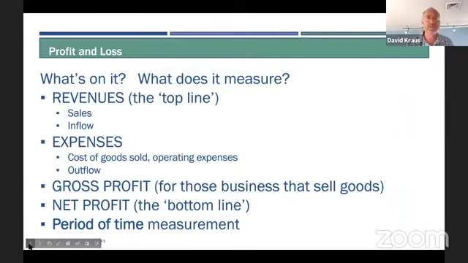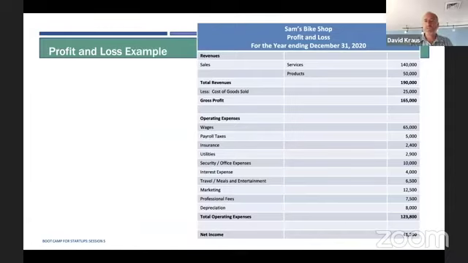Okay, now we can go look at the example. And the example business that I have here is Sam's Bike Shop. And this is the profit and loss. This is typically how a P&L would look. It would list your company, your profit and loss at the top, and then the period of measurement, because it's important for the reader to understand what period this is for. Is this a month or a year or 6 months, whatever.